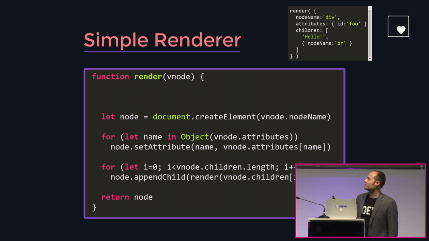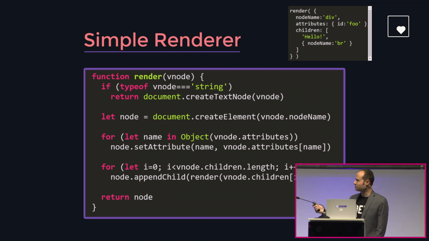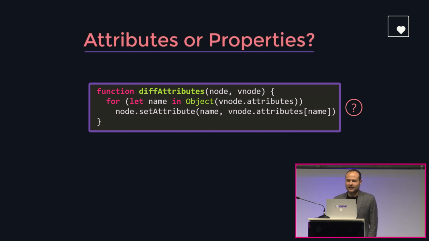There's one slight complexity here that you may have noticed. One of the children is a string. One of these things is not like the other. So we need to deal with that hello text. And the way that we do that is, in render, if the vnode is actually a string, we just bail out with a text node. So that's our virtual DOM renderer.